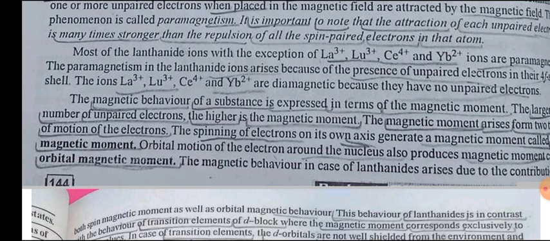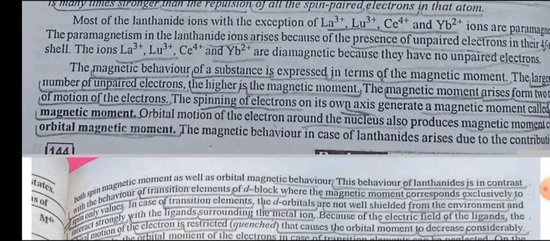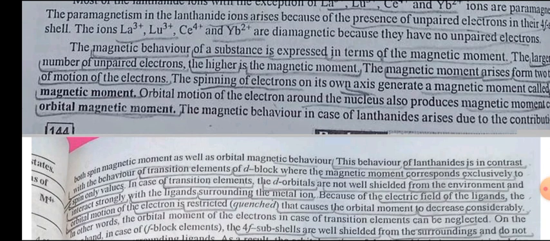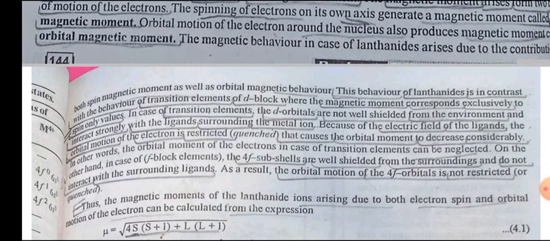The magnetic moment arises from two types of motion of electrons. The spinning of electrons on their own axis generates a magnetic moment called spin magnetic moment. Orbital motion of the electron around the nucleus also produces a magnetic moment, which is called orbital magnetic moment. The magnetic behavior in case of lanthanides arises due to contribution of both spin magnetic moment as well as orbital magnetic moment. This behavior of lanthanides is in contrast with the behavior of d-block transition elements, where the magnetic moment corresponds exclusively to spin only values.